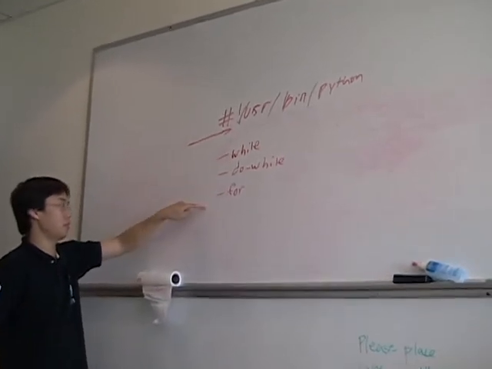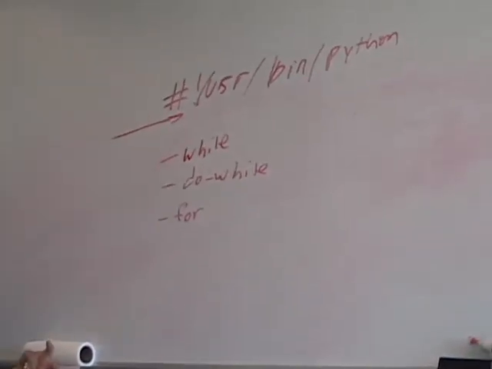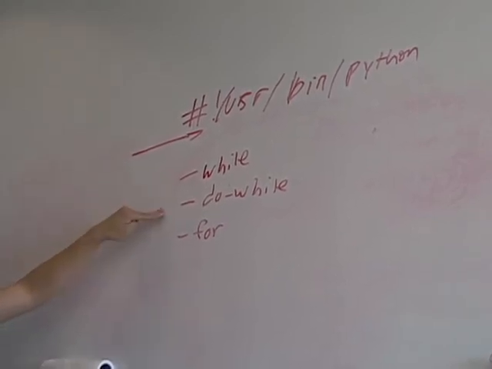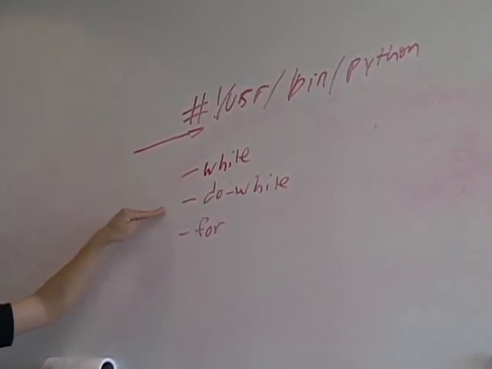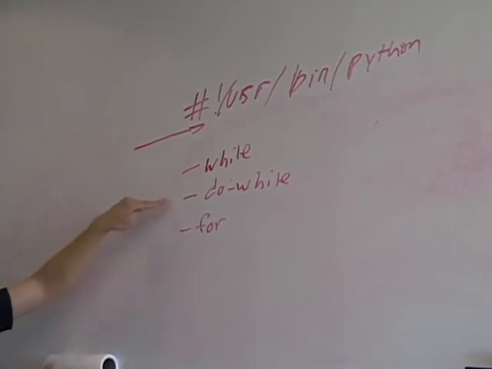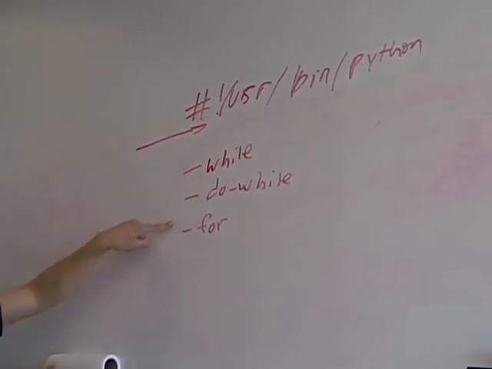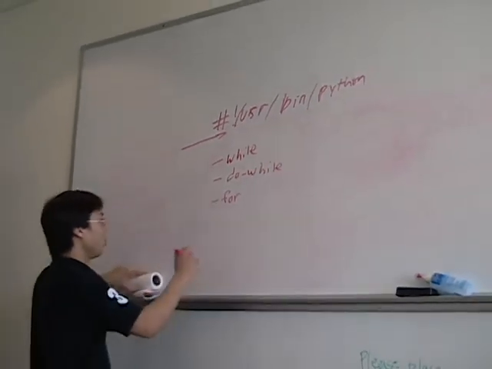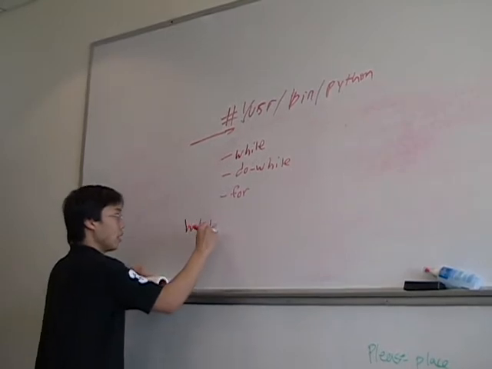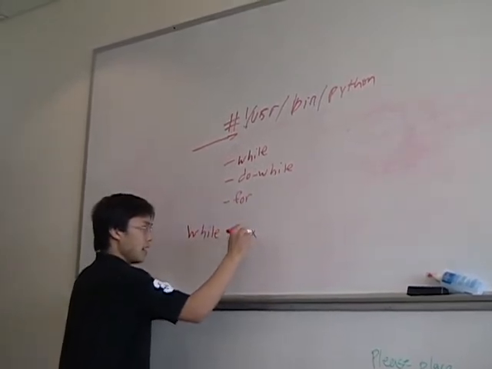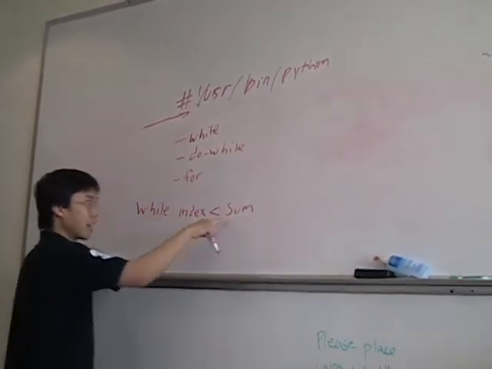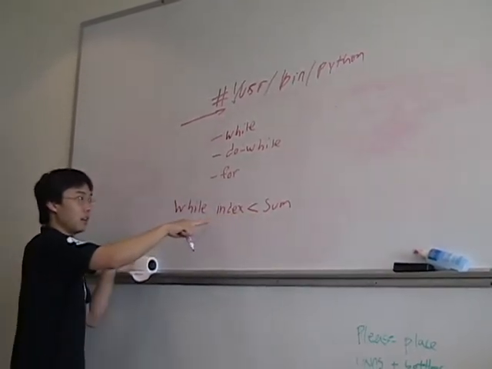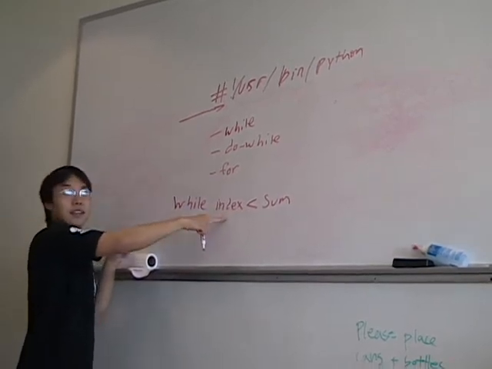What's the difference between the 3? Really no major difference. While means you don't know when it ends. Do while means you don't know when it ends, but you know it's going to start, you know you have to go through the loop at least once. And then a for loop means you know when it's going to end. So I'll show you one example. While index is less than sum, you're trying to calculate the sum, and you want to keep calculating until it is greater than the index.